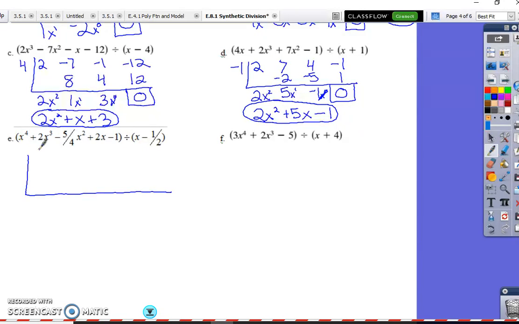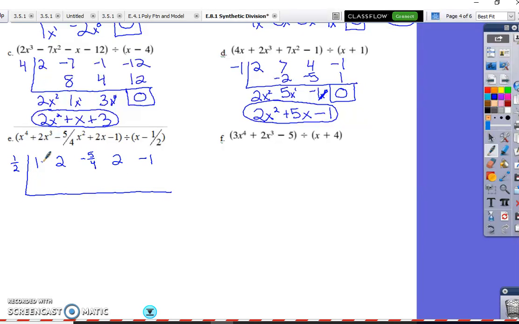So this is the easier part. Put the 1 from the x to the fourth. Then I'm going to make my way down. So x to the third is a 2. X to the second is a -5/4. And x to the first is 2, and x to the 0 is -1, with a +1/2 out front.